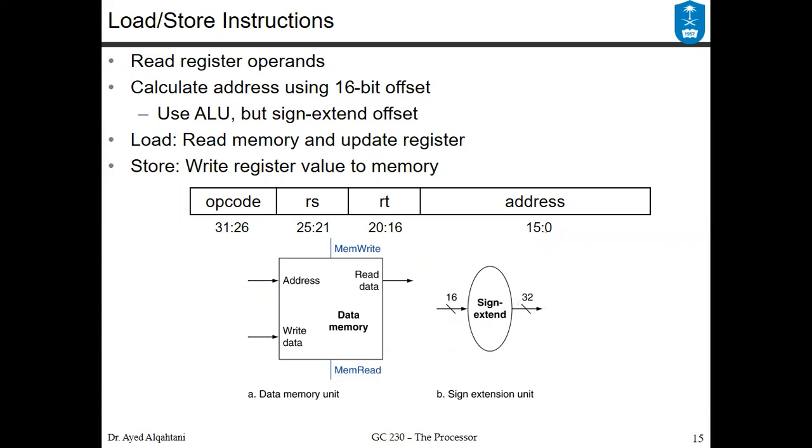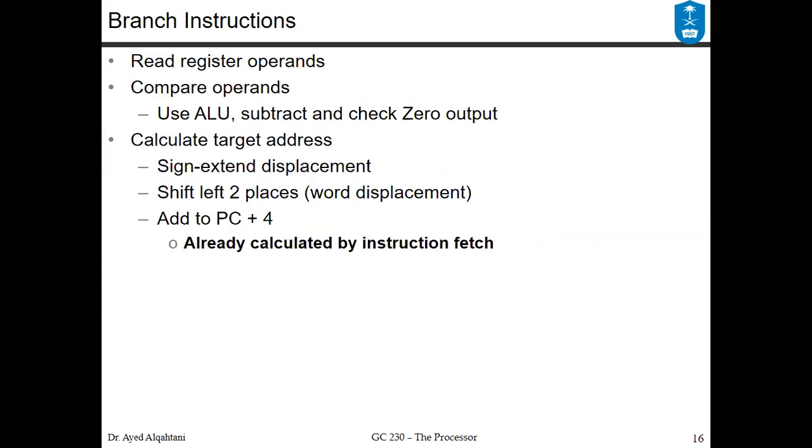Now, we just need also to talk about the branch instruction. You read register operands in the branch, and you compare the operands. To compare the operands, what you usually do is subtract. So you use the ALU to subtract and check the result. If the result is 0, this means that those operands are equal.